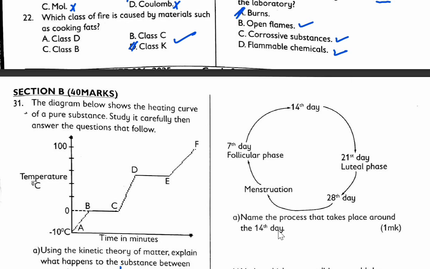Part A, name the process that takes place around the 14th day. So here we have A14. The process is known as, 1 mark, ovulation. So you get 1 mark.